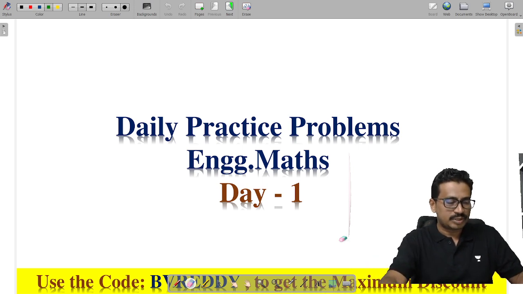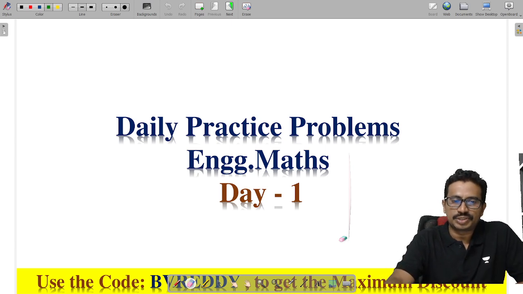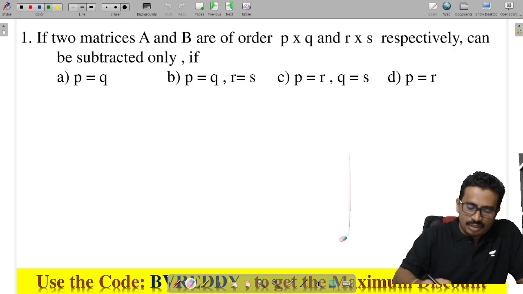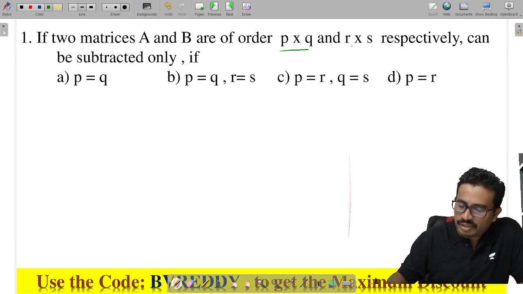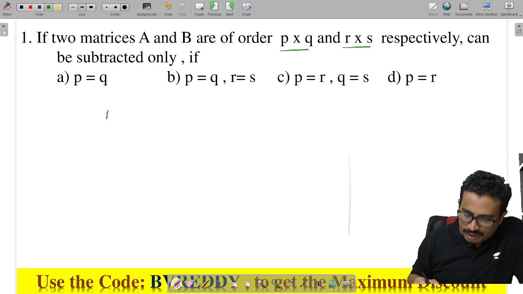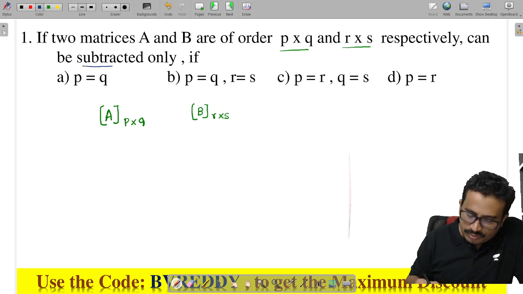I hope all of you have solved all the problems, and you can verify your solutions with the key. So let's see the first problem. They give two matrices A and B, with their orders given. The order of A is given as P cross Q, and the order of matrix B is given as R cross S. Now I want to subtract these two matrices.